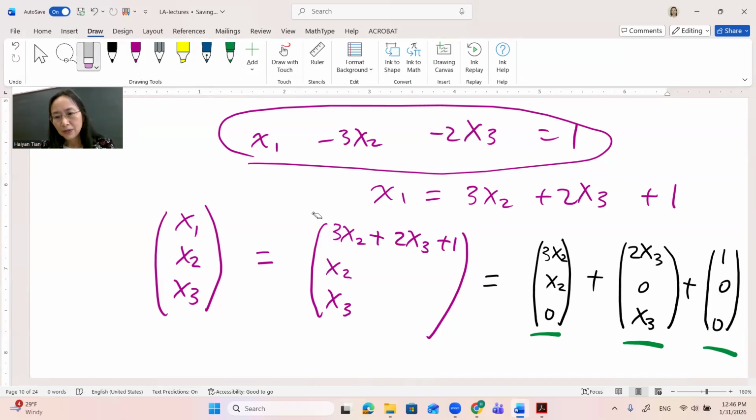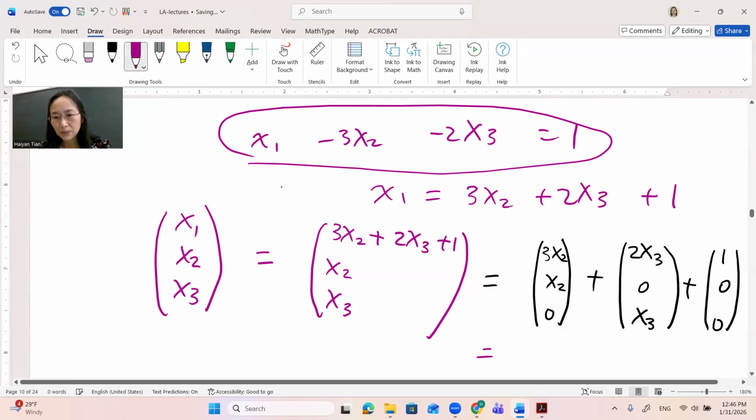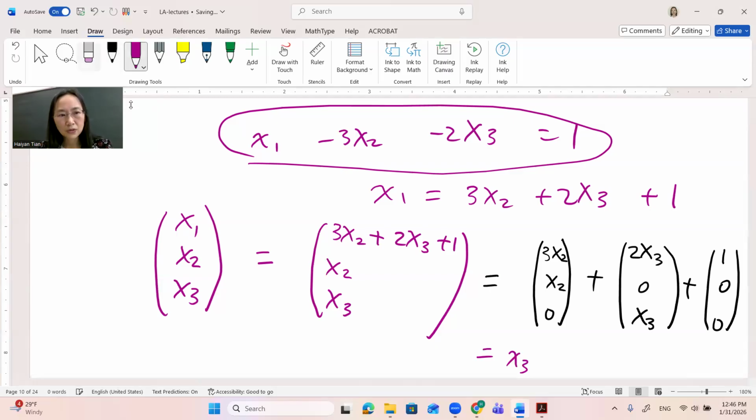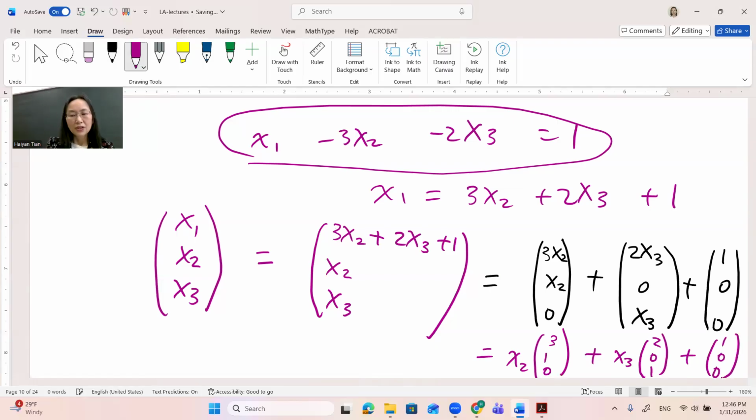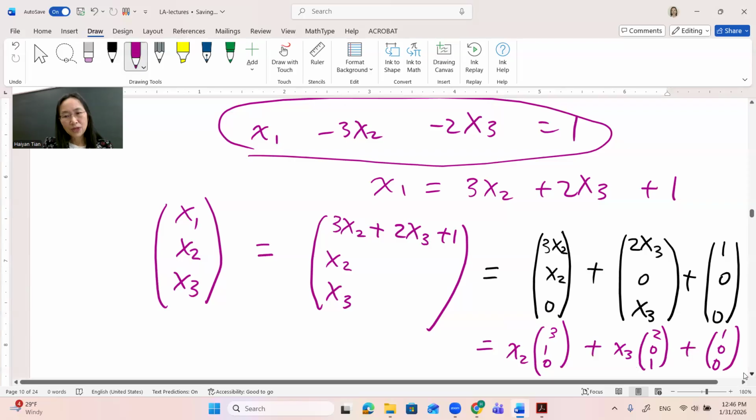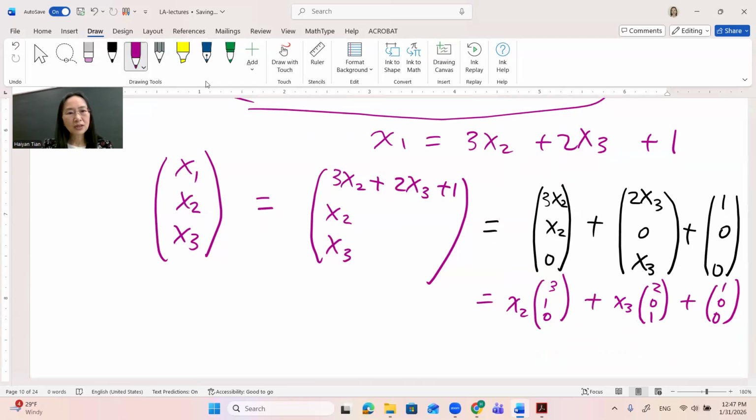The first vector involves only x2, so we can write the first vector as a multiple: x2 times what vector? 3, 1, 0. And the second is x3 times what vector? 2, 0, 1. The third vector is just 1, 0, 0. Now we see the structure better: it is a linear combination of two vectors plus some constant vector.